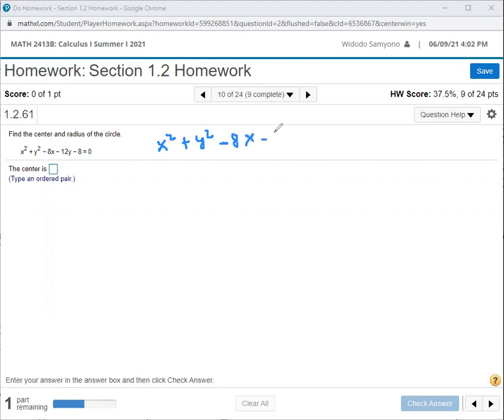Okay, minus 8, minus 8 equal to 0. Right? So what you can do is collect all of the x here. Okay. And collect all of the y. Okay. And then move this to the right. So add 8 to both sides, so this is gone, so we put it here. Okay.